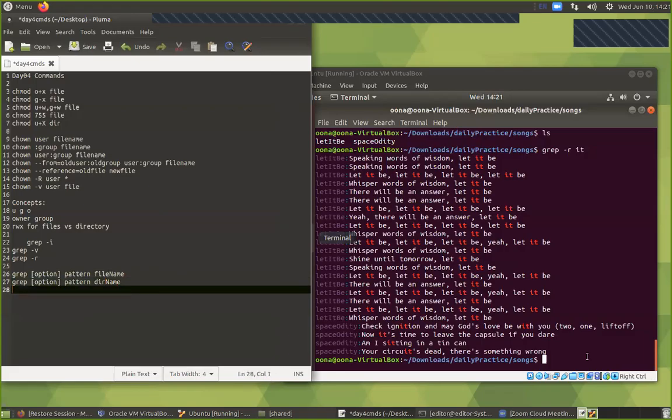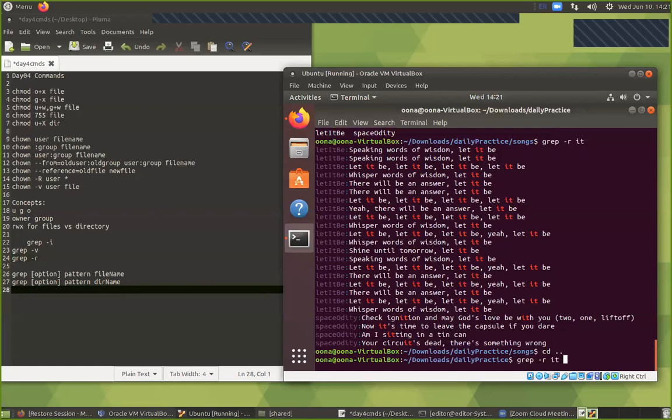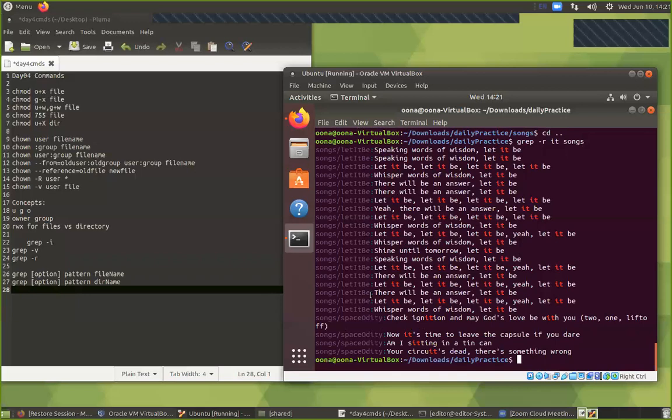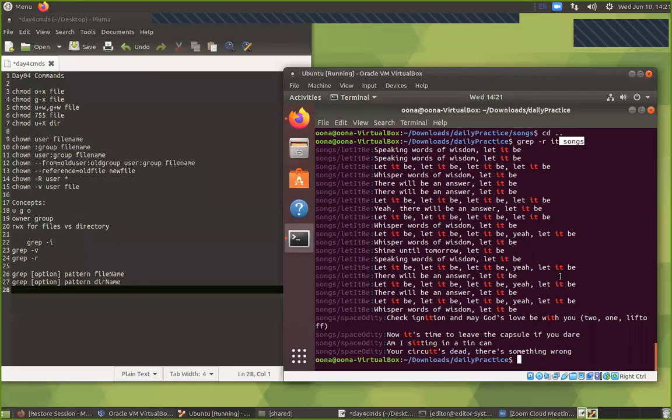Okay, so let's try it. Let me get out of songs and let me try again. Let's see if it works if I do it this way. Nice. So I did grep -R for an option, so recursive. I did IT, which is the word I'm looking for. And I said exactly what directory I was looking in. Does that make sense? All right.